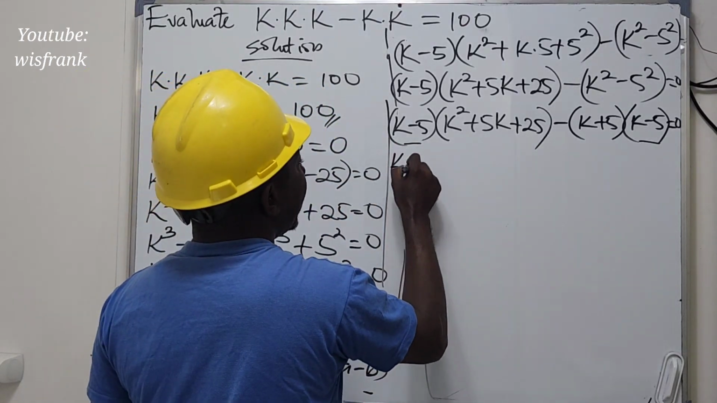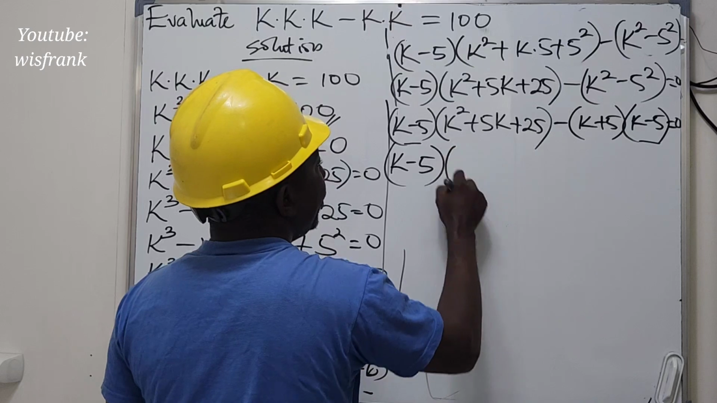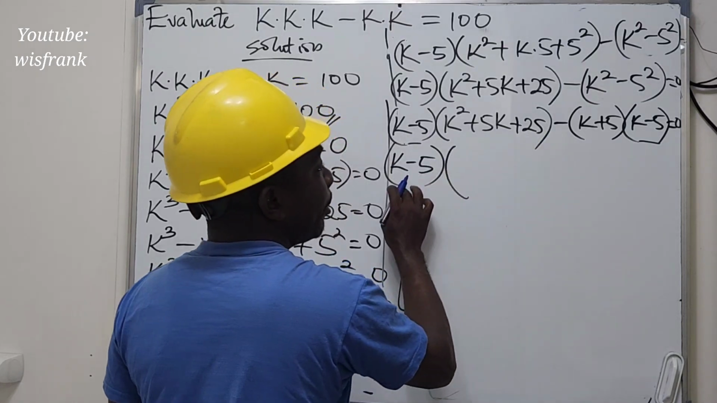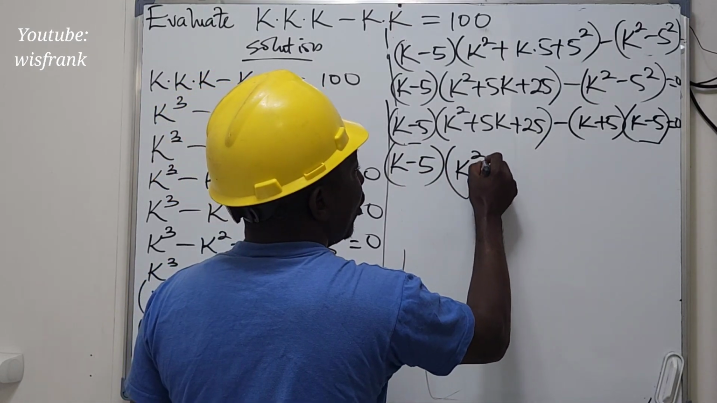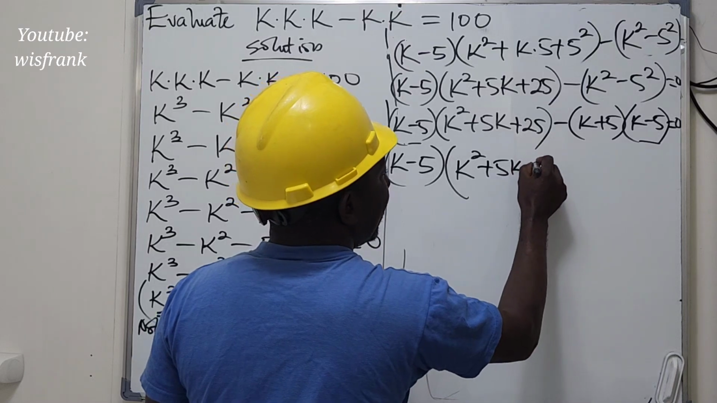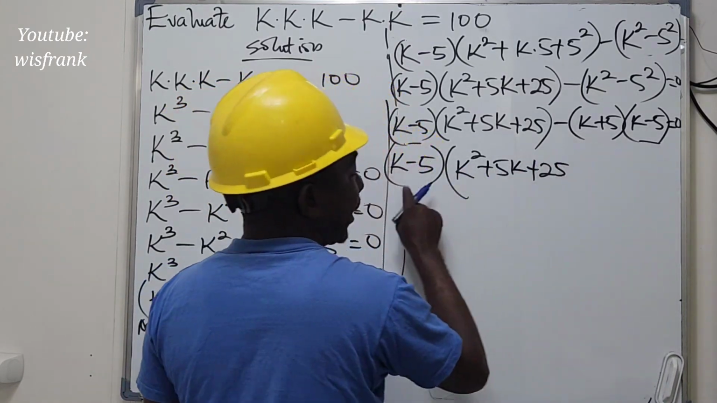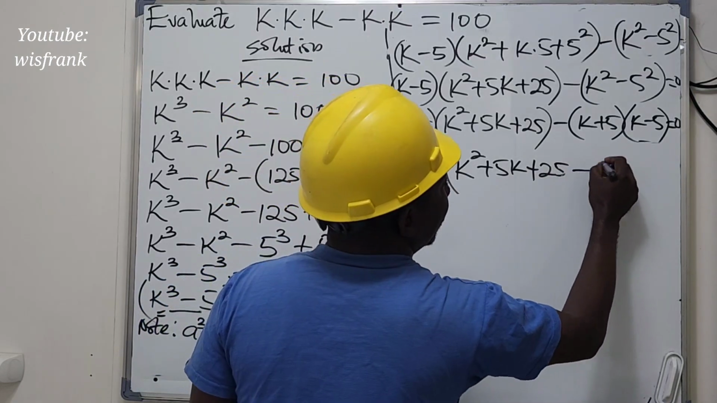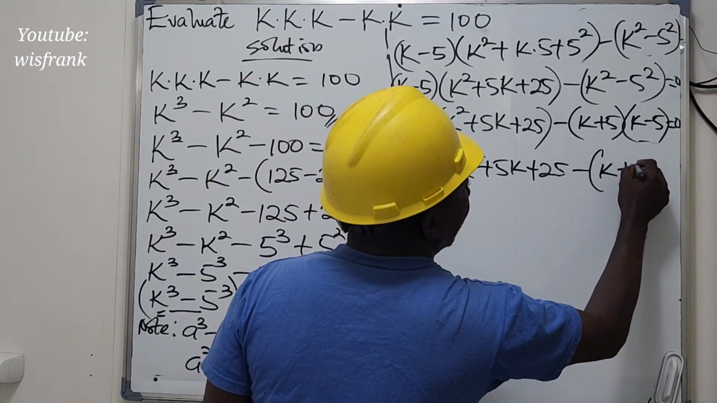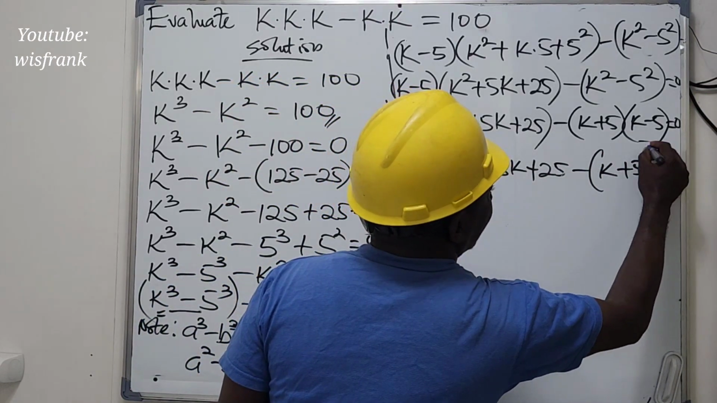So this will become k minus 5 into, when we divide the whole of here by k minus 5, it will give us k to the power of 2 plus 5k plus 25. Then when we divide the whole of here by k minus 5, it will give us minus into k plus 5, all equals to 0.